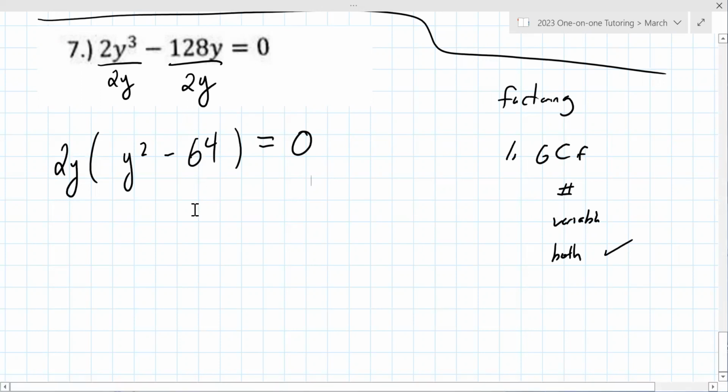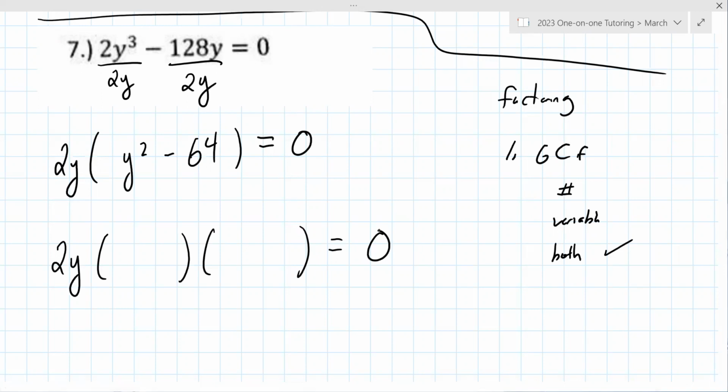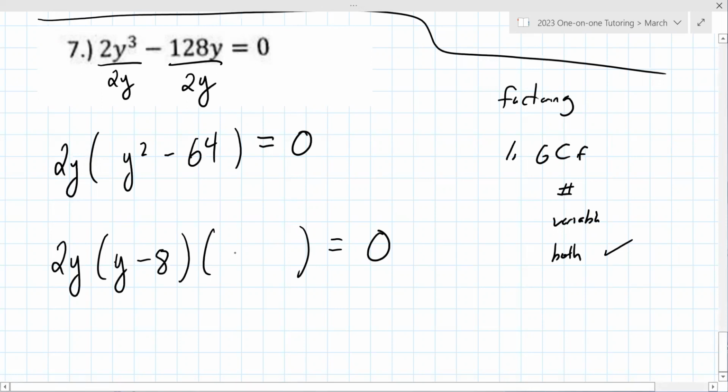Now this is where a lot of students are like, well, how do I know when I'm done? And the problem is you don't know until you've done a bunch of these, but you keep trying to factor. You should see this thing on the inside here and say, okay, that looks like something. What does that look like to you on the inside? Difference of squares. Yeah. So you've got to figure out what that factors to here. Let me know what you come up with for that, please. It would be y minus 8 and then y plus 8.